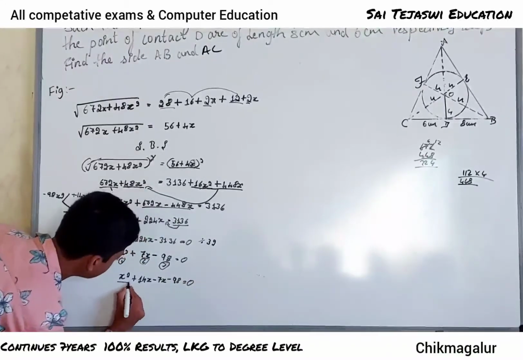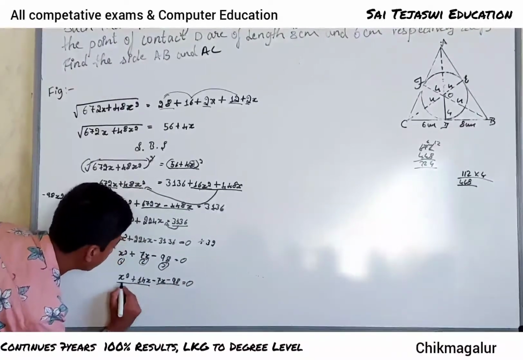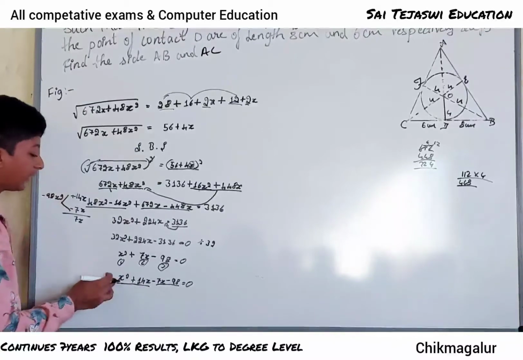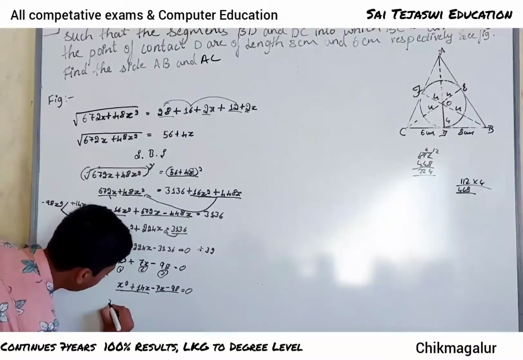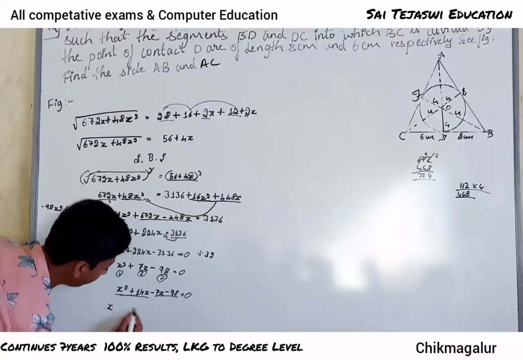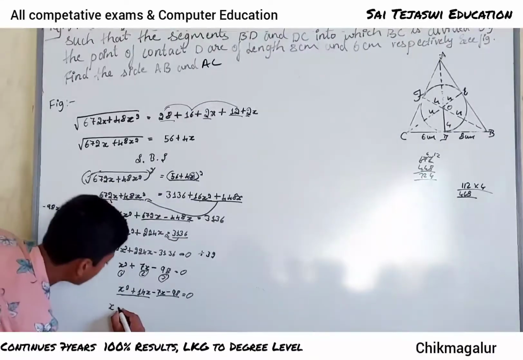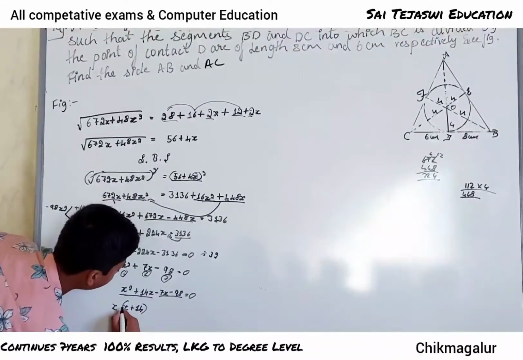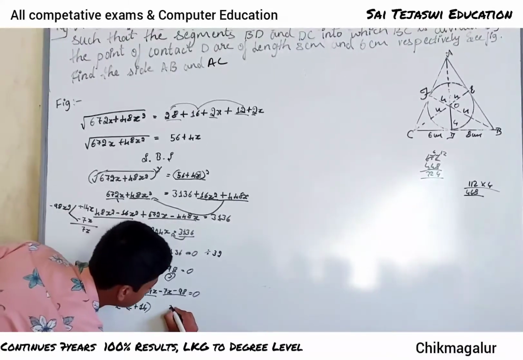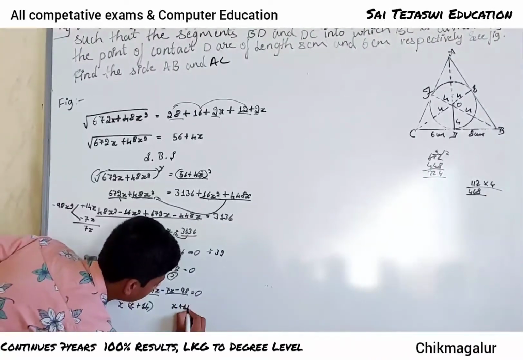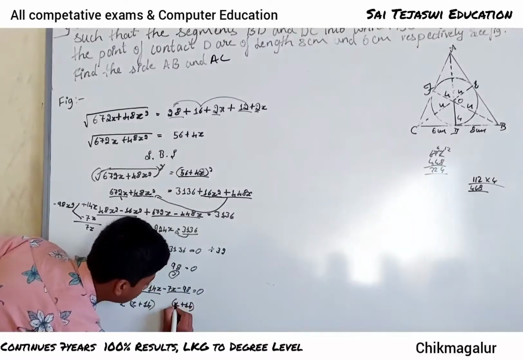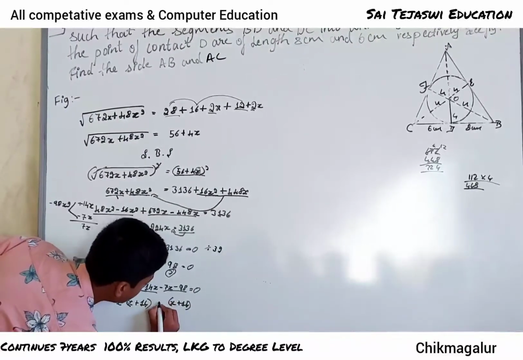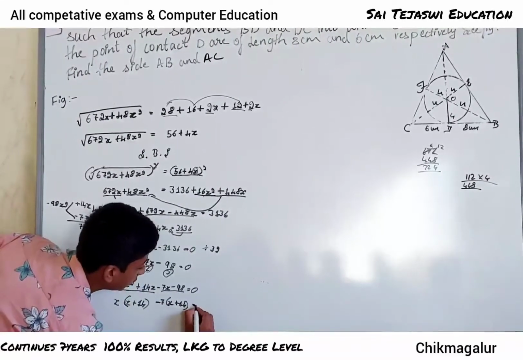Now we should consider the first two terms and the last two. In this, the common value is x. So we take x out, and the remaining will be x plus 14. Here also it should be the same, so we write x plus 14. If x is here, then here it's minus, and 7 remains. So we take this as minus 7 equals 0.